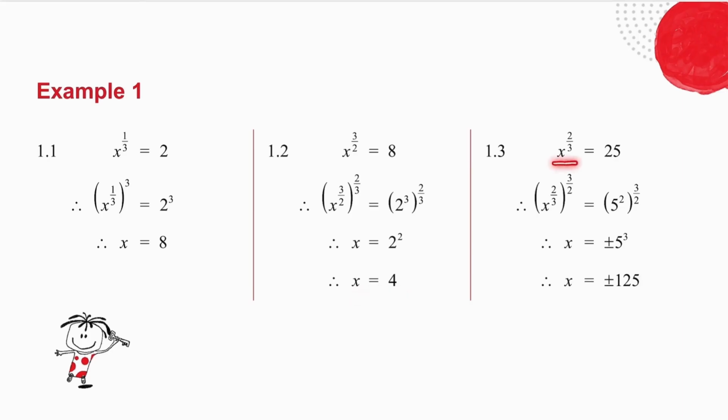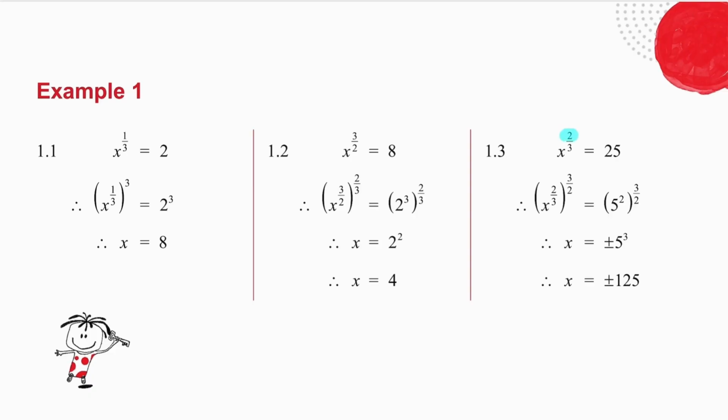I do exactly the same thing. I want that to be x to the 1, so I raise both sides to the power 3 over 2, because 2 over 3 times 3 over 2 is 1. 25 I write as 5 squared. Multiply your powers and you get 5 cubed. In other words, 125. And then there's a very interesting thing here.